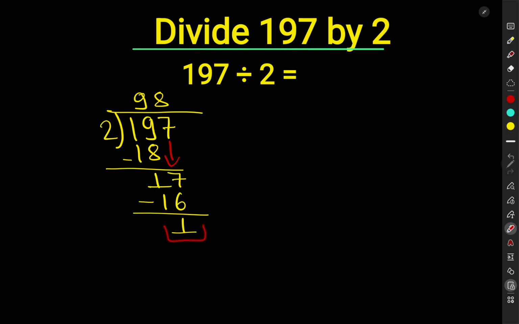So again this 1 is less than 2 and there is no other number beside. So we put here a decimal so that we take 0. So now it became 10. So 2 times 5 means 10. On subtracting we got 0. So 197 divided by 2 is 98.5.